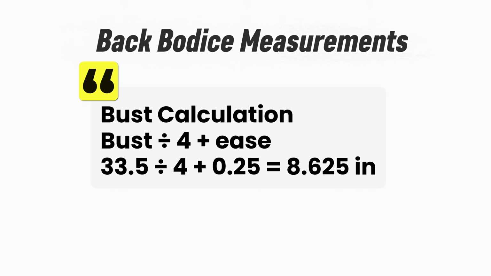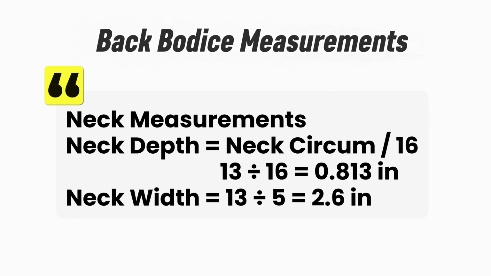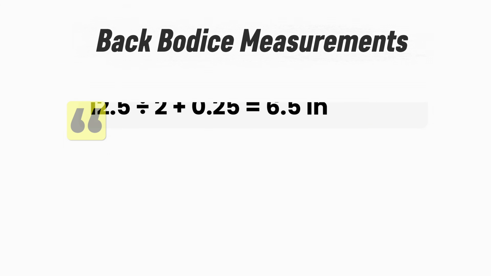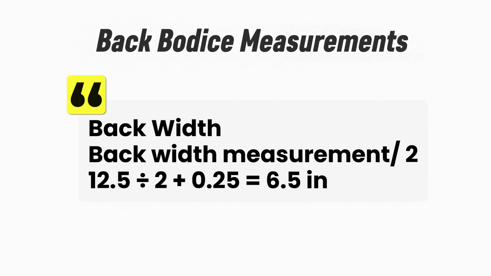Let's start with the back bodice. First, take your bust measurement, divide it by 4 and add a small amount of ease. For the neckline, calculate the neck depth by dividing the neck circumference by 16 and the neck width by dividing it by 5. Next, for the back width, divide your back measurement by 2 and add a little ease.